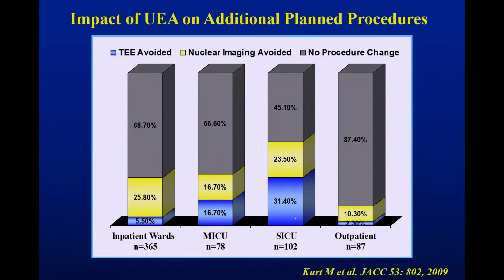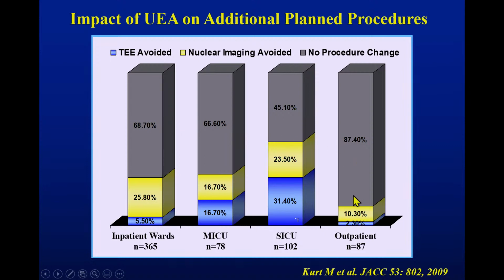Now the impact on additional planning of procedures was also significant. Notice that TEE for interpretation of ventricular function in somebody who was either hypotensive or not doing very well, avoidance of about 30% of transesophageal echocardiograms in the surgical unit, right? And nuclear imaging avoided, and no procedure change. Yes, in the vast majority, almost 50% of them here, we didn't change much, but obviously you had confidence as to what ventricular function was in managing those patients. And there was a reasonable indication for why to do an echocardiogram to start with.